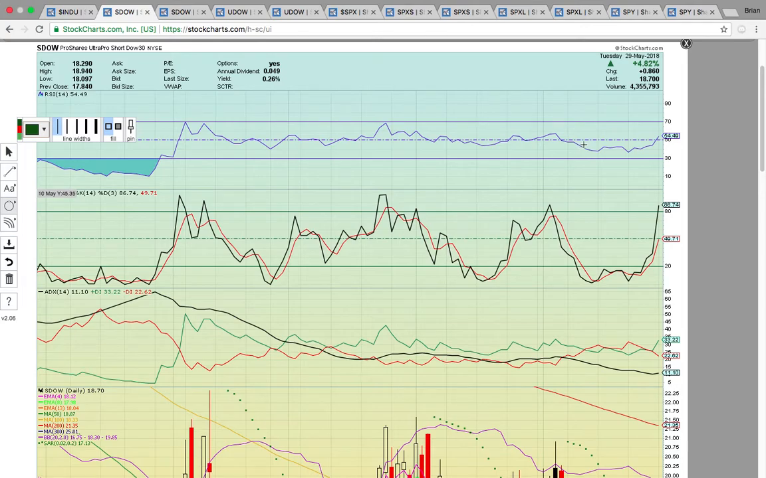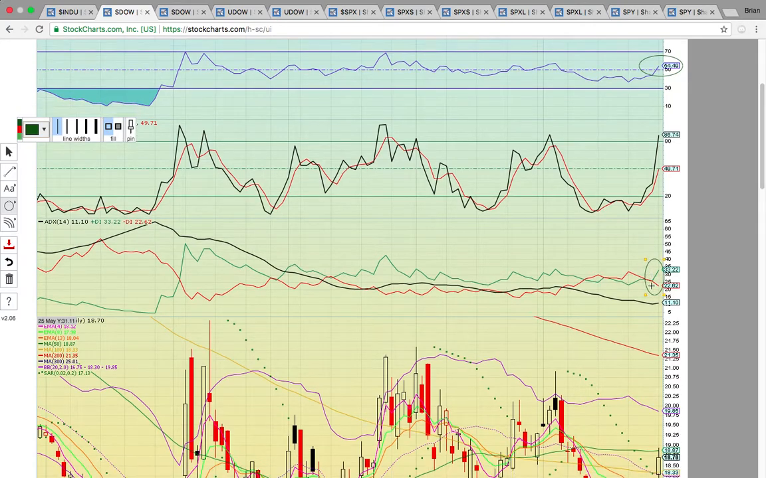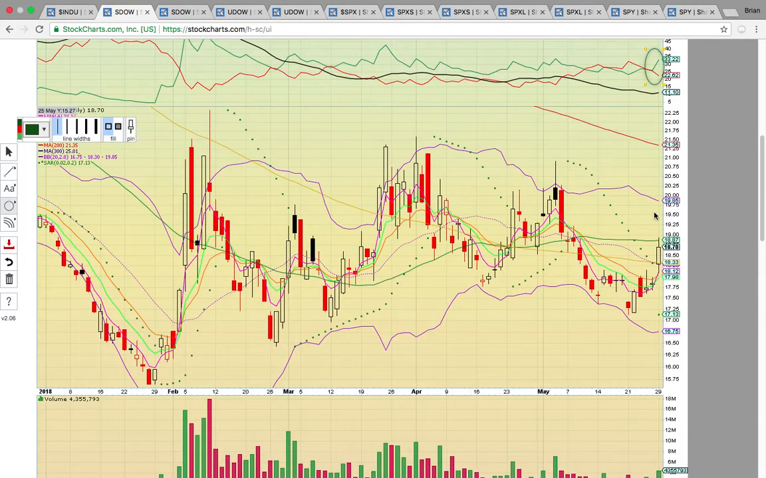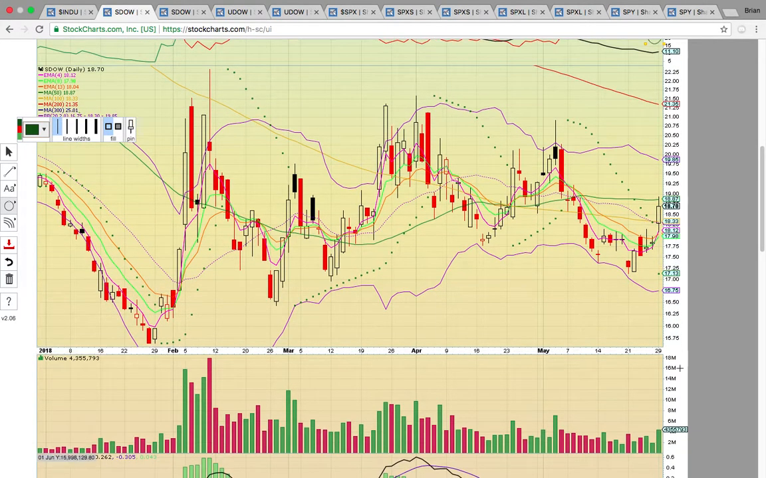So what was in play was SDOW, the UltraPro Short Dow, ticker symbol SDOW. This goes up when the Dow Jones Industrial Average goes down, and call options were on fire today. They did really well. RSI is heating up above 50. You have a bull cross here on ADX with the green line crossing over the red line, and it's on a 3-day run now.